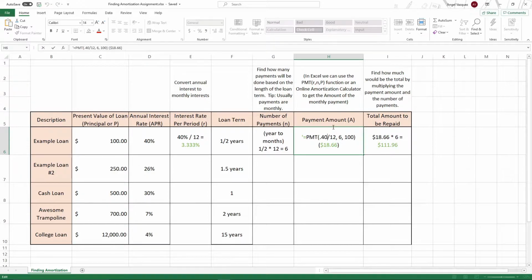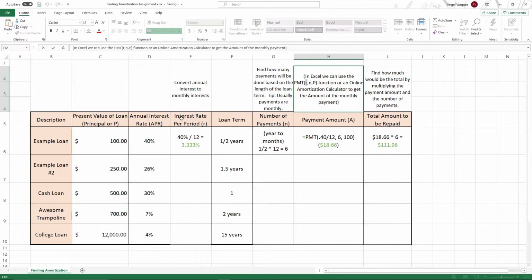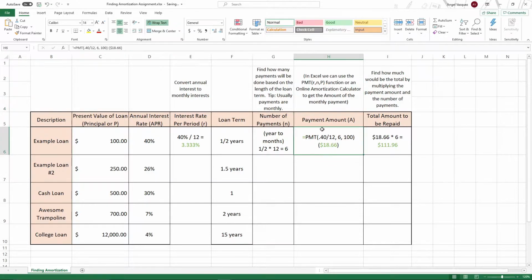And those variables are R, which would be the interest rate per period. Look at the R right here. N, number of payments. P, principal. And then we would have the equation complete with all the variables. Now let's try example 2 right here.